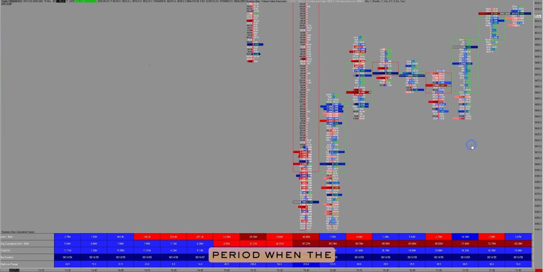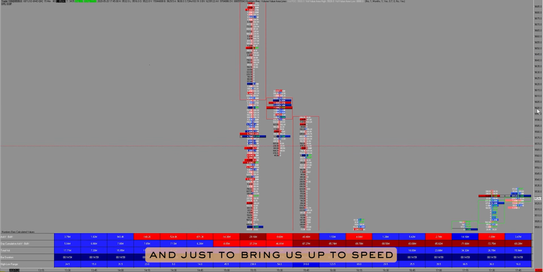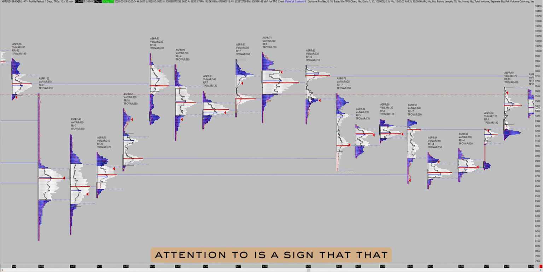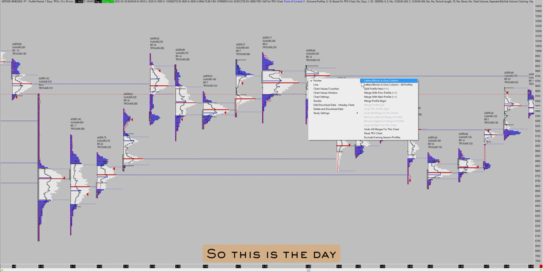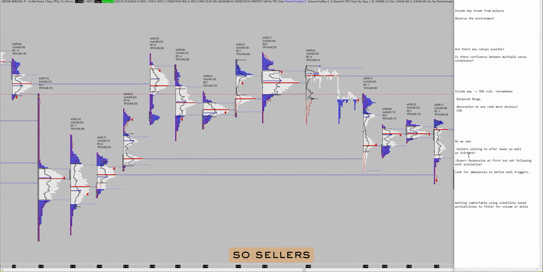So for this period, when the market actually breaks down, just to bring us up to speed, we have that value area low. So what we're paying attention to is a sign that the value area low is giving, so a break from balance of this structure. So this is the day as it's transpired. The 80% rule, the 76% rule has taken place, but we haven't gone over that yet. And what we're looking at is acceptance and willingness by passive sellers to offer this. So again, going to the notes. So sellers willing to offer at lower levels. Okay, and then buyers who initially might be responsive, not showing initiative to pull it out of this level.